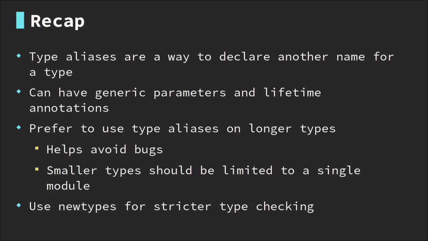Smaller types should be limited to a single module. That way you don't accidentally mix up types. If you need the compiler's help for checking types, use new types. That way you get a compiler error if you use it incorrectly.